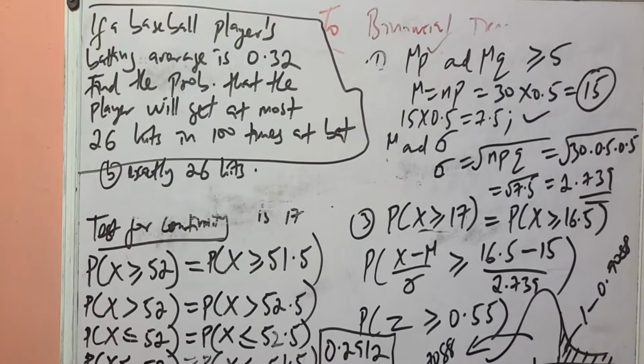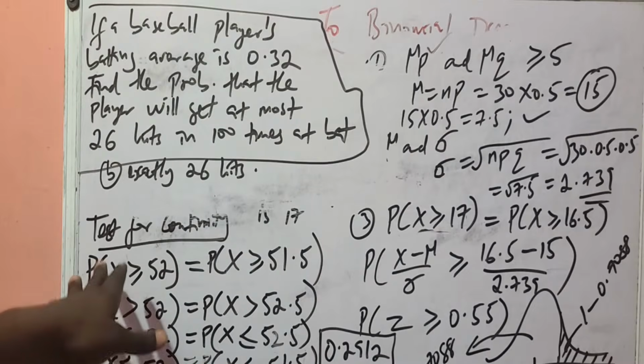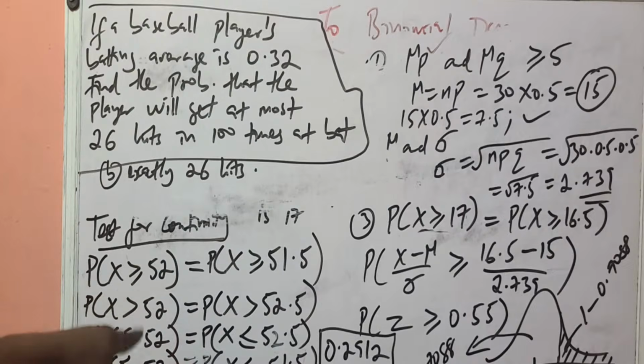So that's where we're going to stop, guys. I really believe you have been able to understand this topic. It's that simple. That is all about it. There's nothing more, nothing less. All you have to do is to understand majorly how to use the correction for continuity. That's the major key to making use of normal approximation to binomial distribution.